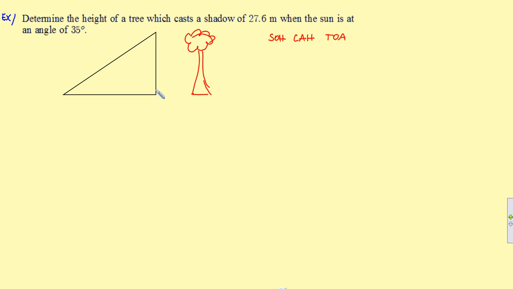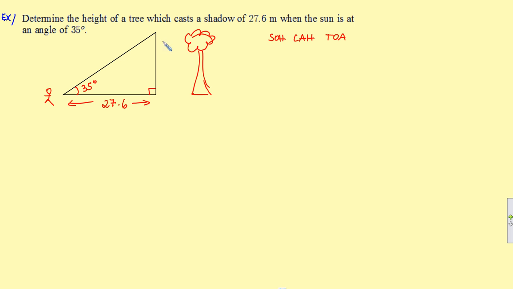I know that the tree casts a shadow of 27.6 meters when the sun is at an angle of 35 degrees. The sun at an angle of 35 degrees is going to be with respect to the horizontal, or the ground, so this angle here must be 35 degrees. The shadow that's being cast is not the hypotenuse, but the shadow cast on the ground. That's going to be 27.6, the distance from the observer, over here, to the base of the tree.